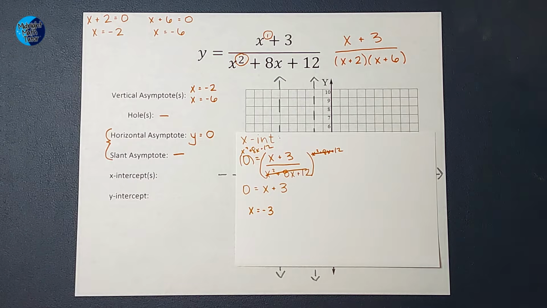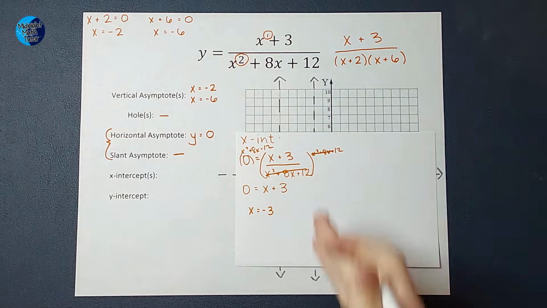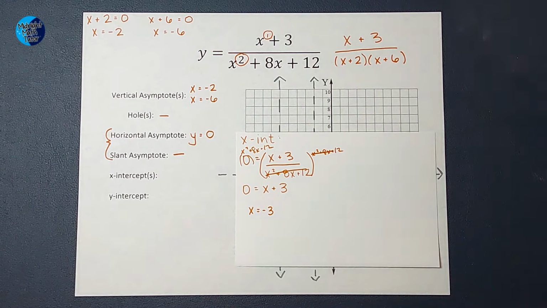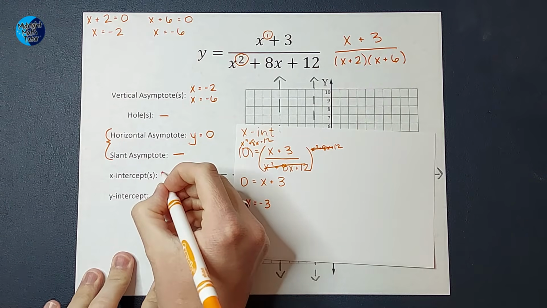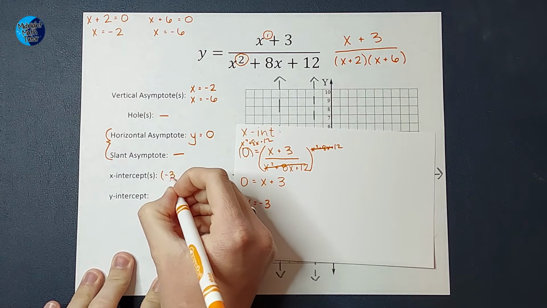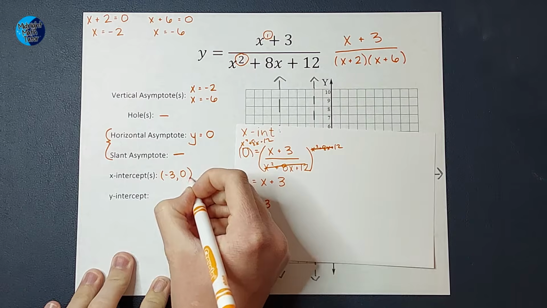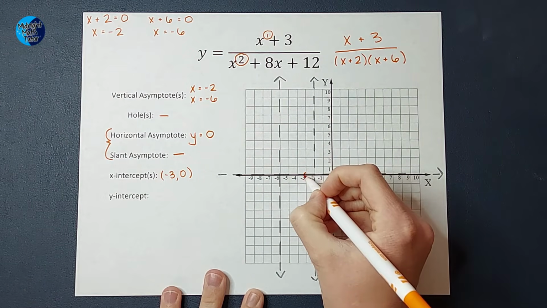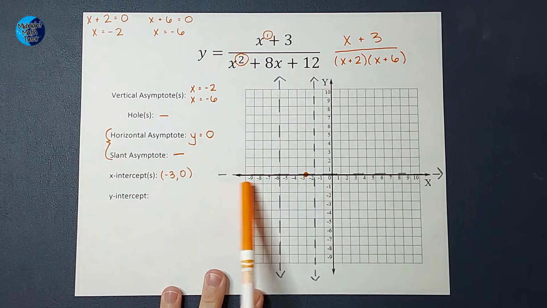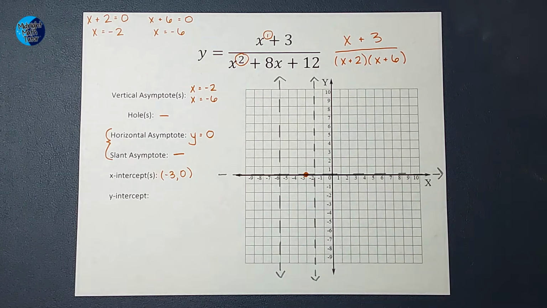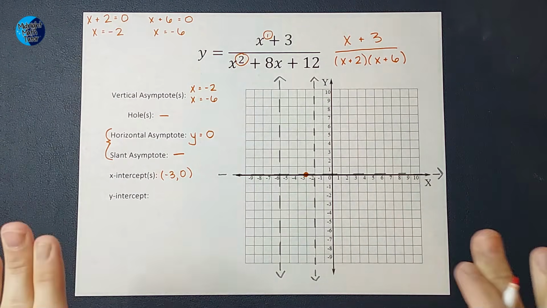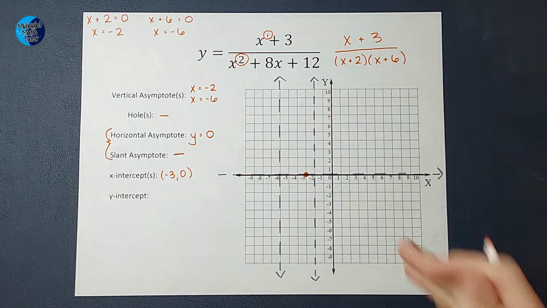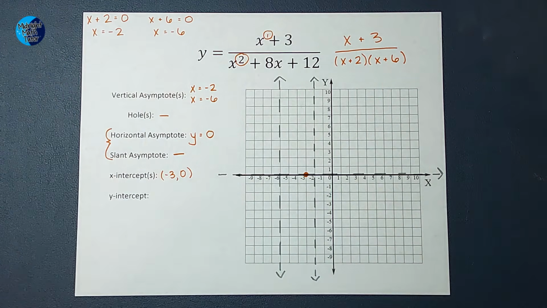Now, this is a point. This is my x-intercept. It's not a line like my asymptotes. It is a point. When I plugged in 0 for y, I got -3 for x, so that tells me that I have a point right here. So you can see right off, we have a point that crosses that horizontal asymptote, which is okay. We can't cross the vertical ones. Horizontal is okay. Okay, we found our x-intercept.